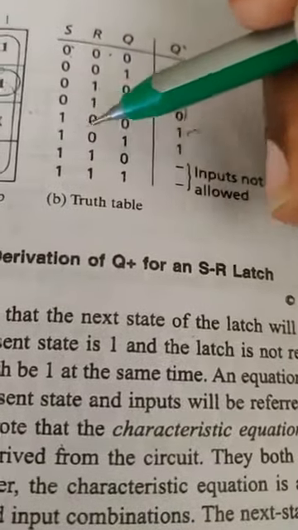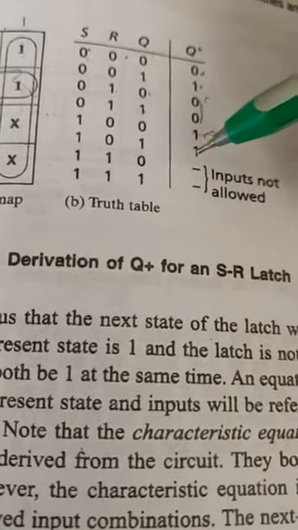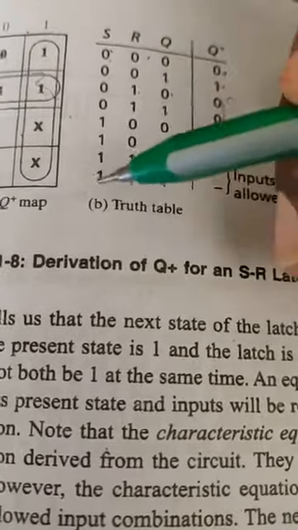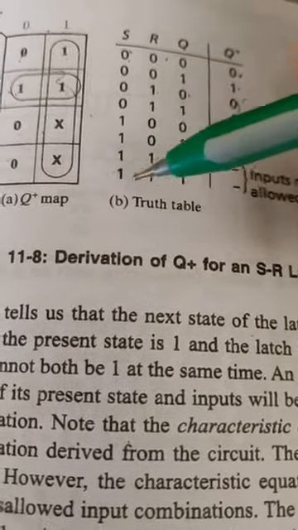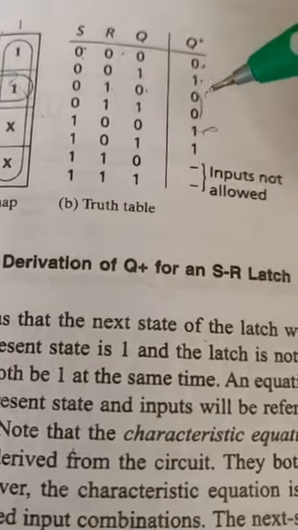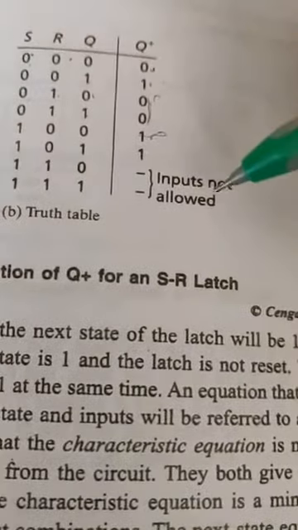No matter what the previous state might be, it will be set to 1. When s is equal to 1 and r is equal to 0, if the previous state is 1, it will be 1 itself. So these two states, s equal to 1 and r equal to 1, are not possible, right? So the inputs are not allowed here.